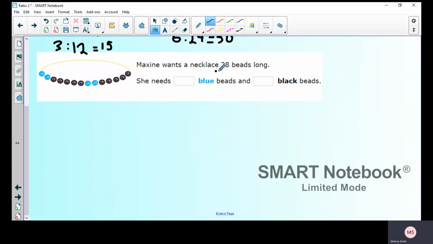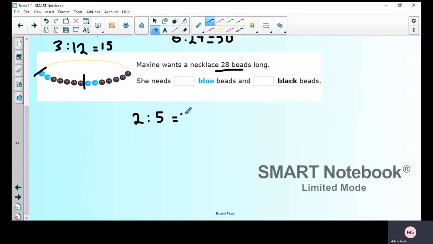So here I am now making a necklace 28 beads long. Let's have a look at our pattern again. So this time I've got 2 blue, 2, let's count, 1, 2, 3, 4, 5, so 5 black.